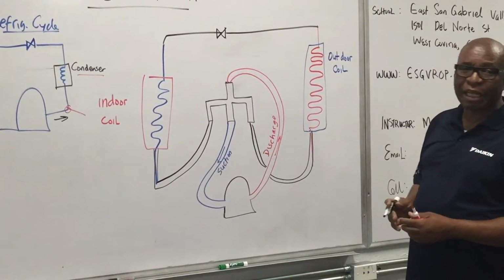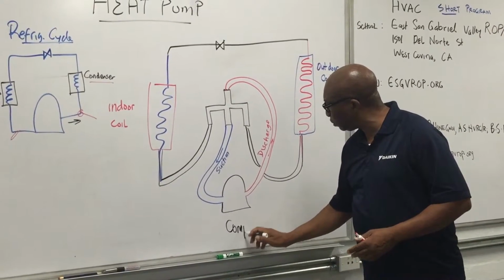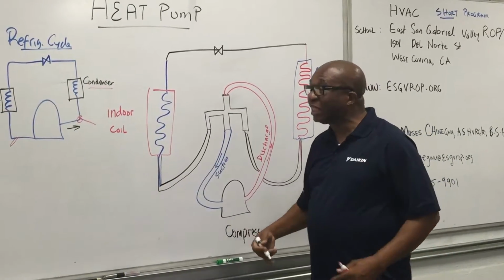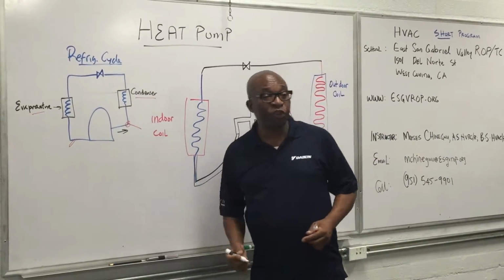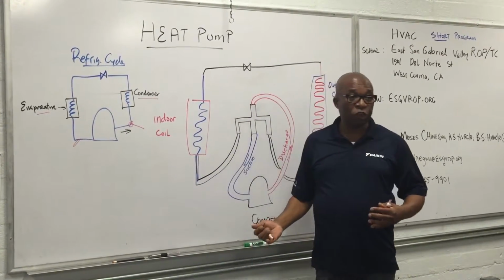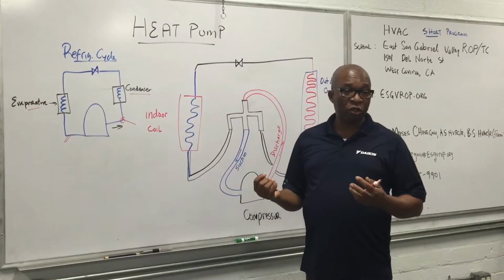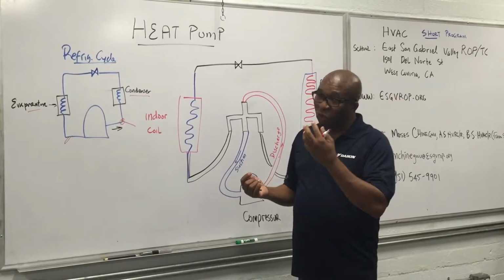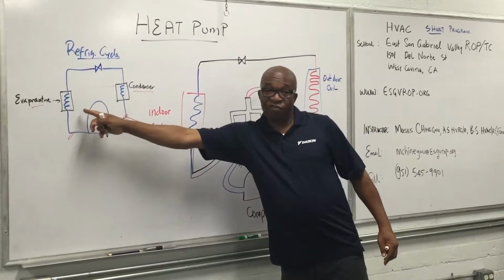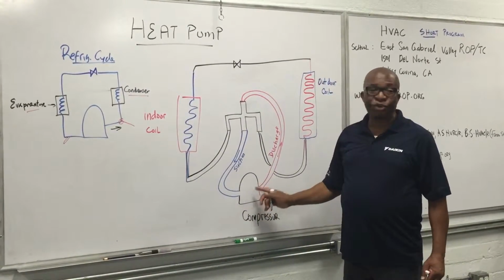This is a basic heat pump diagram. It has all the components that make a system a heat pump. This is going to be the compressor. The compressor is still going to have the same function that it has in refrigeration. Remember, in refrigeration, a compressor takes in low pressure, low temperature, superheated gas from the evaporator into the compressor. The same thing the compressor will be doing here.